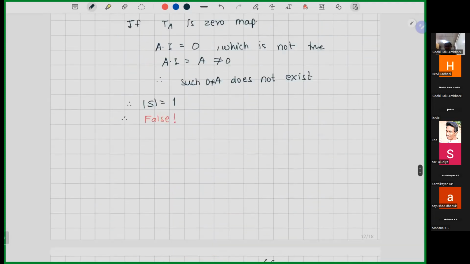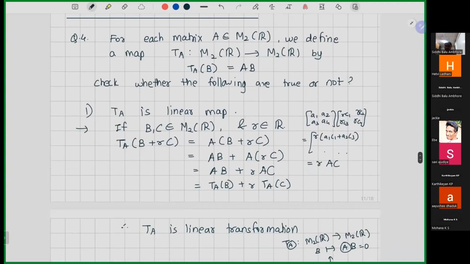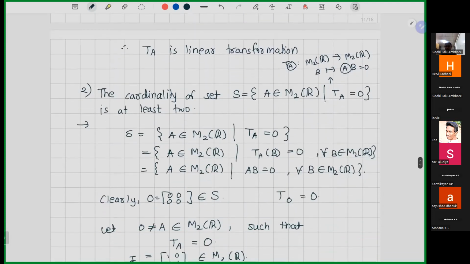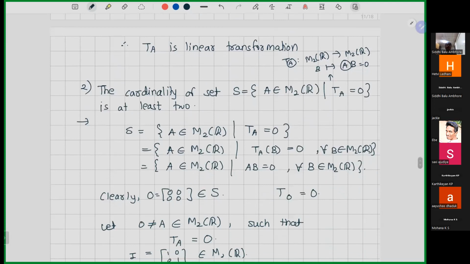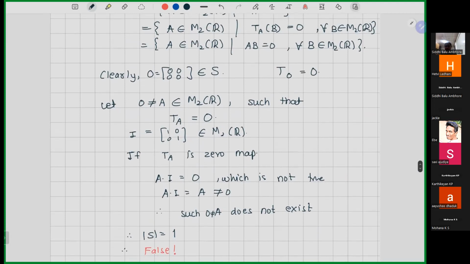Before that, we also went through this question, this map which we defined corresponding to a 2 cross 2 matrix, where the map T sub A sends B to A multiplied by B in the matrices M2R. We proved that this map gives a linear transformation for every given matrix A. We also showed that if TA becomes a zero map by any chance, then the only possible choice for A would be the zero matrix. No non-zero matrix will give me TA to be the zero map.